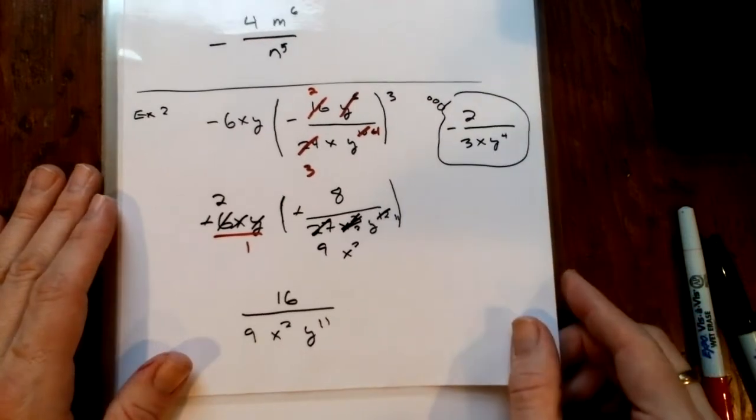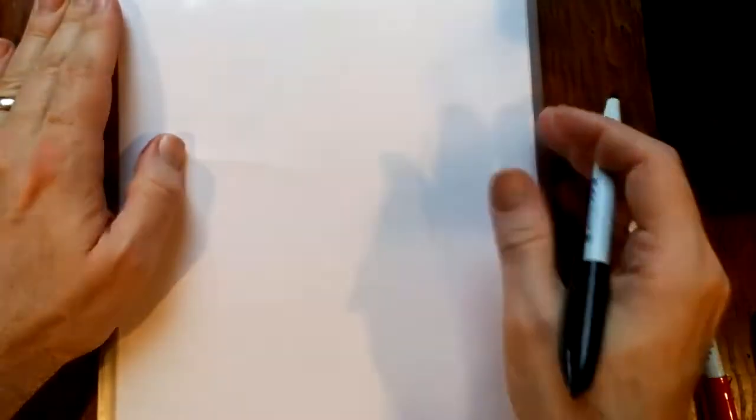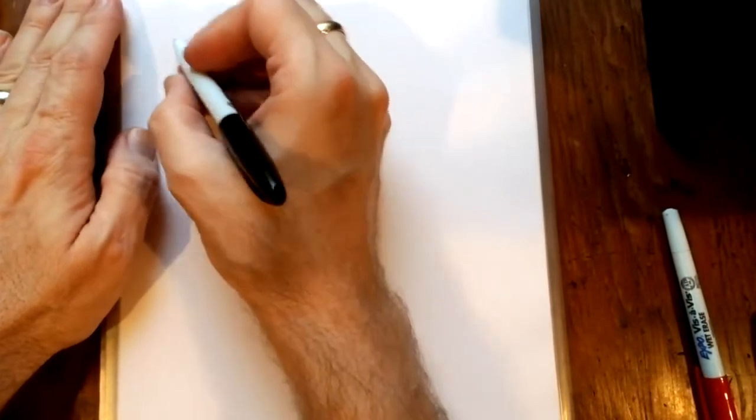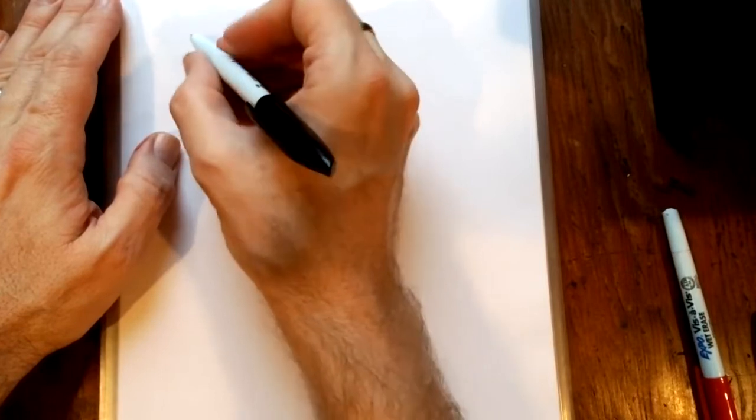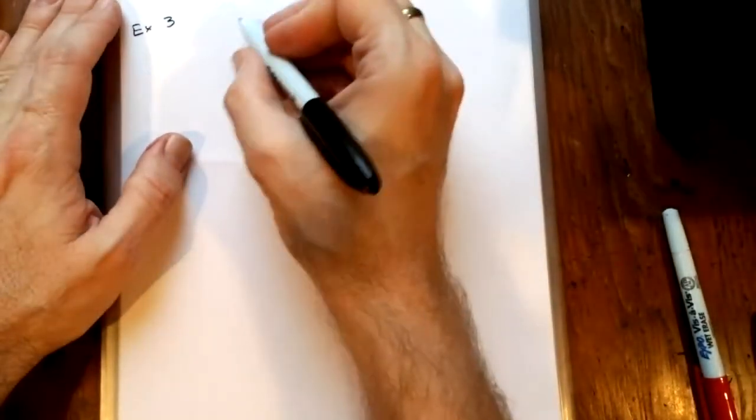Okay, let's do another one. Now, sometimes you're going to have to simplify what's inside your parentheses first. Other times you can't simplify what's inside the parentheses. You just have to deal with whatever your powers are. So this will be example 3 of our quotient rules and power rules.